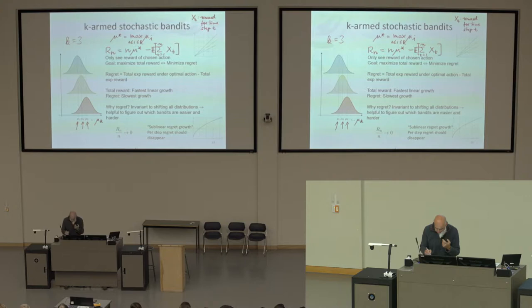If I divide both sides of the regret definition by n, then we see that this converges to zero if and only if the average reward per time step that my agent collects converges to mu star, which is the best possible thing. So we want the average per time step regret to converge to zero. Another way of saying this is that we want sublinear regret. So Rn divided by n should converge to zero.